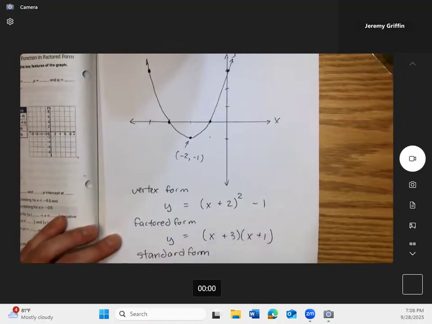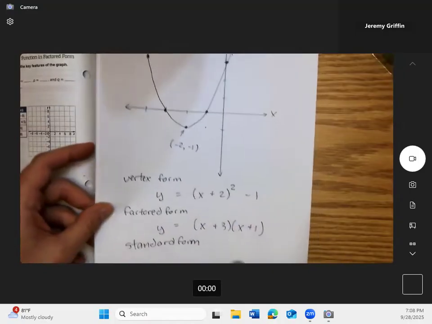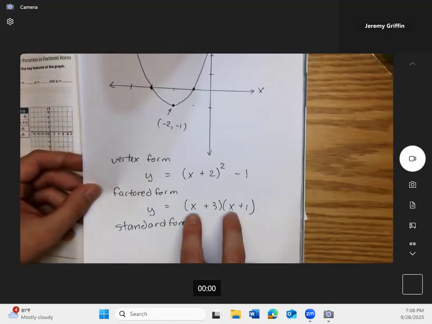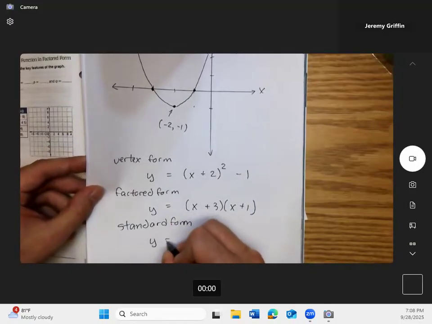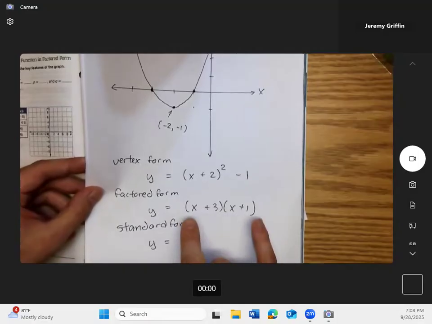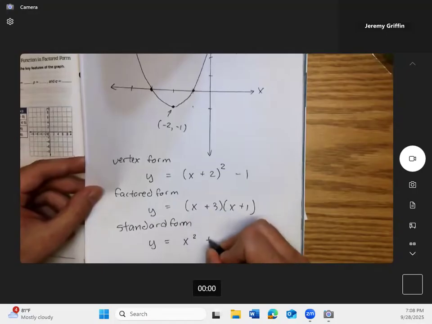Form. There you go. Well, I could start with either one of these and work it out. Here, let's FOIL this one. How about that? So y equals FOIL. X times x, that's x squared. And then outside, inside, x plus 3x gives me 4x. And then 3 times 1 is 3.